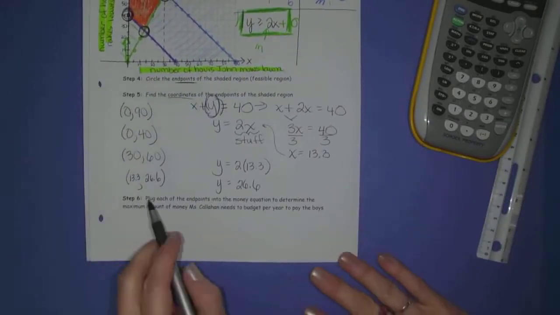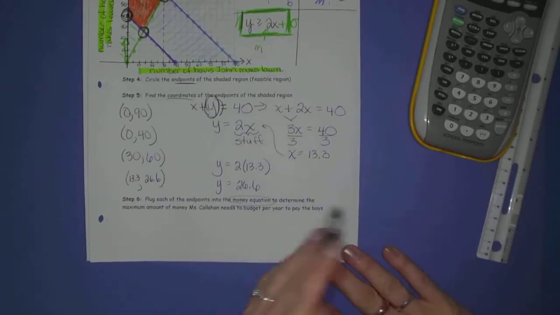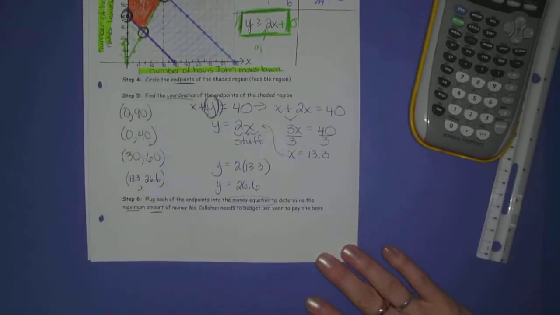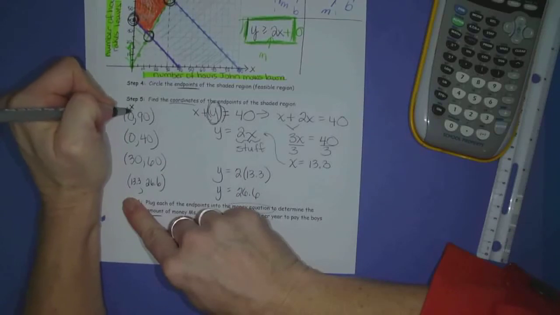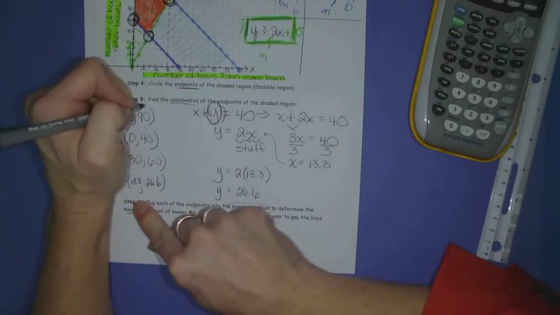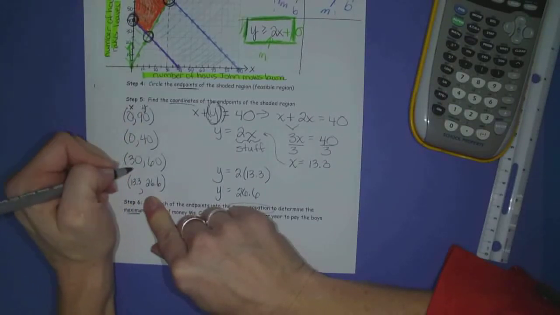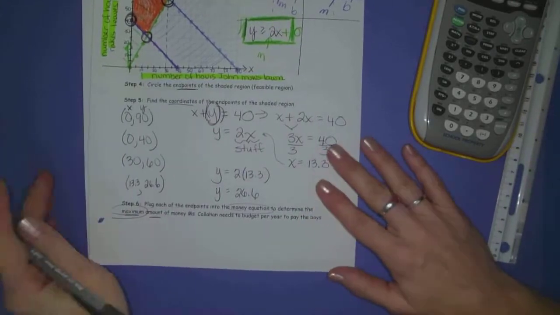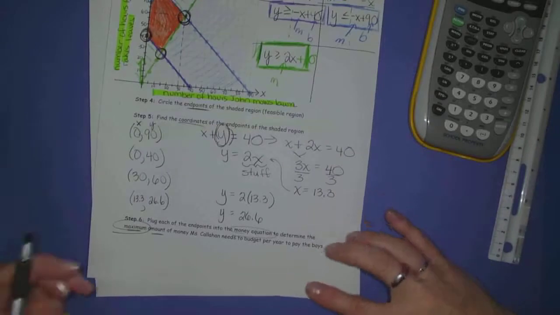Step 6, plug each of the endpoints into the money equation to determine the maximum amount of money Ms. Callahan needs to budget per year to pay the boys. So now, using these values as my x's one by one, and these values as my y's one by one, we're going to see how much money, at most, maximum, these boys are going to cost me to work on the yard. Okay, so let's start with 0, 90.